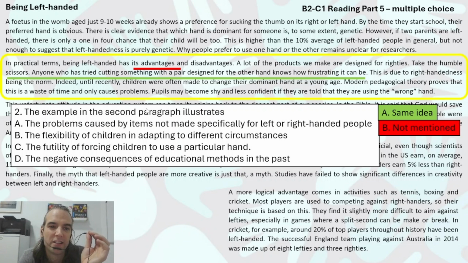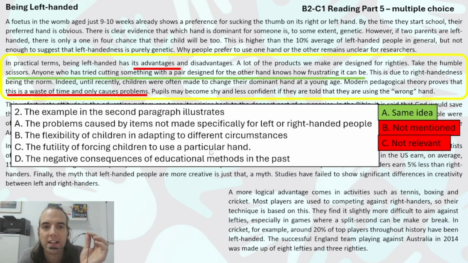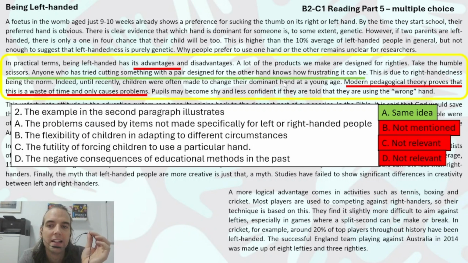B, it's not really mentioned that children are flexible. It says advantages, but it's not saying it's great or anything. C, yes, it mentions that we shouldn't force children to use a particular hand, but that's not really the point of the example. And D, again, this is mentioned that it's a waste of time and you shouldn't do it, but it's not really relevant to the example. So the best answer is A.